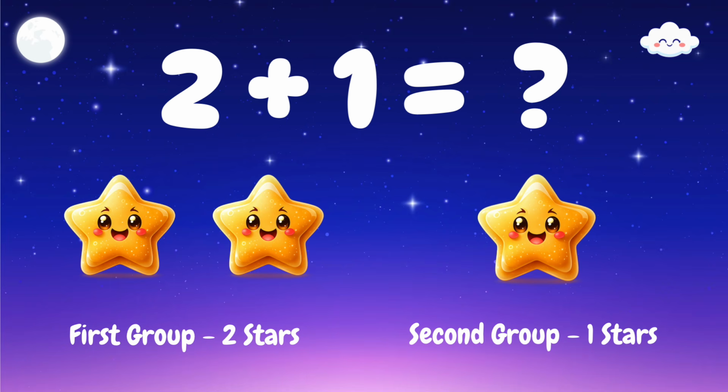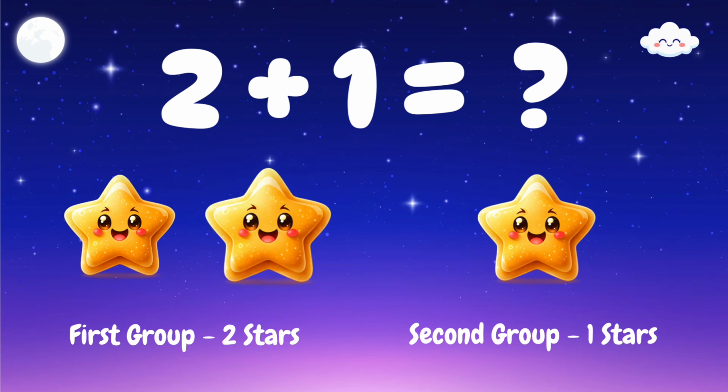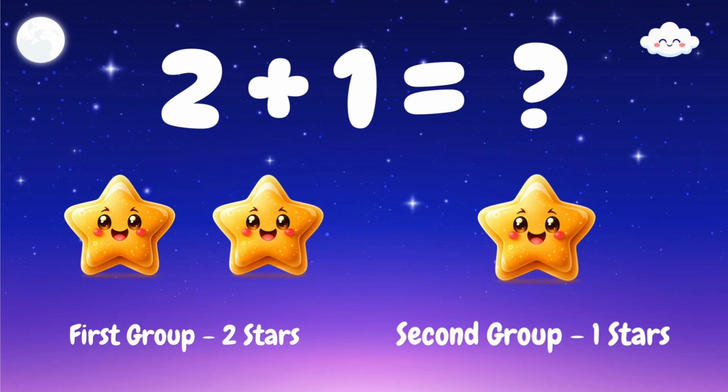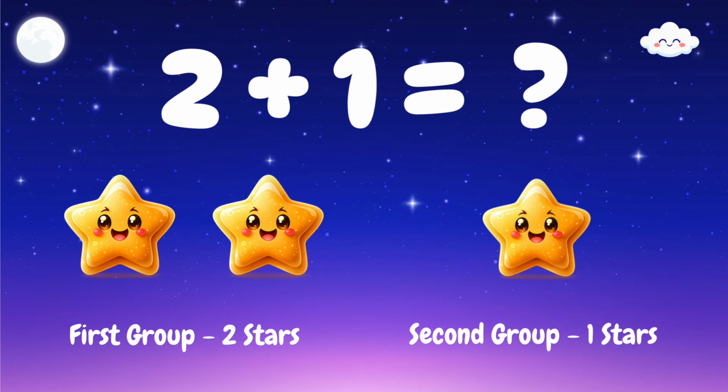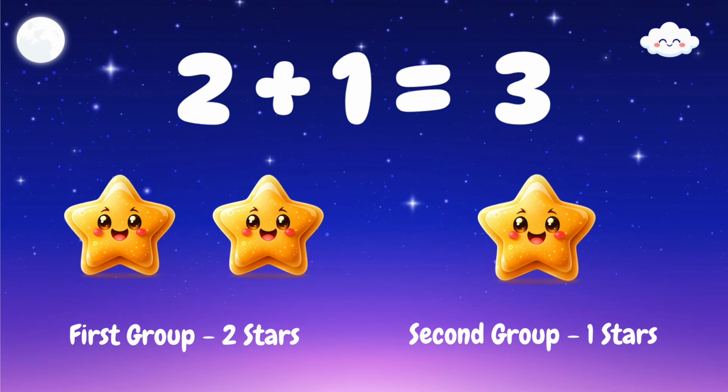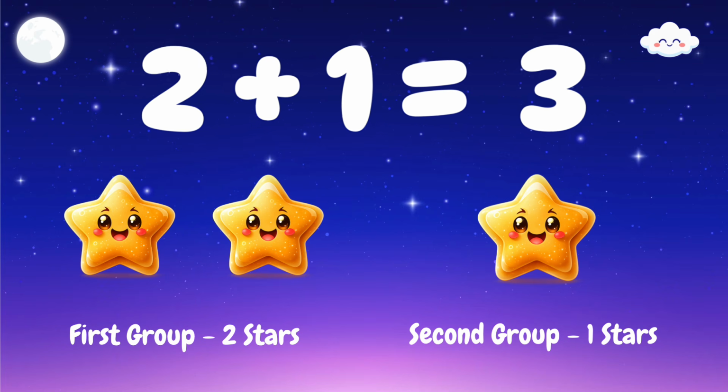2 stars plus 1 more star. Count with me. Let's count the first group. 1. 2. Let's count the second group. 3. Total 3 stars. 2 stars plus 1 star equals 3 shining stars.